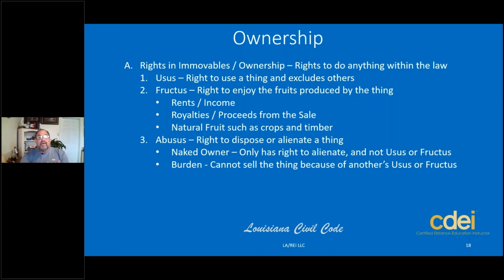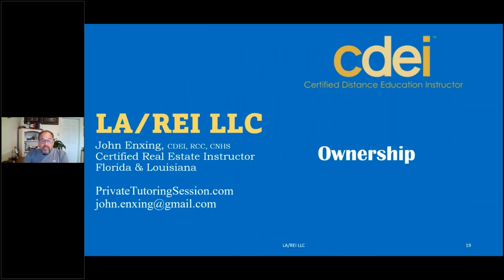If you own an investment property, for example, and you want to rent it out, you may exercise usus through your lessee, who enjoys the property and uses it. You enjoy the fruits of it, which is fructus. You're collecting rental income, and you have abusus, which means you can sell it. So they all three work together or can be separate interchangeably. I hope you enjoyed this session. You've got to know those three terms, usus, fructus, and abusus, for the state exam.